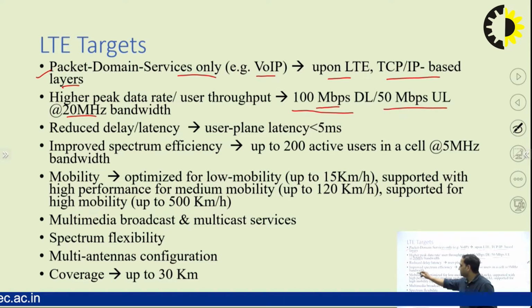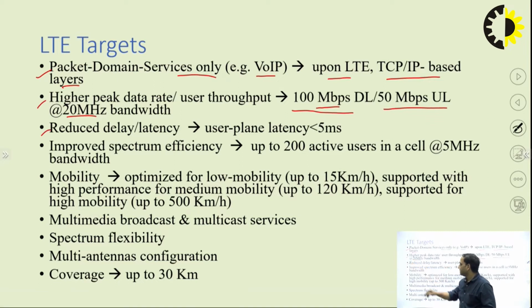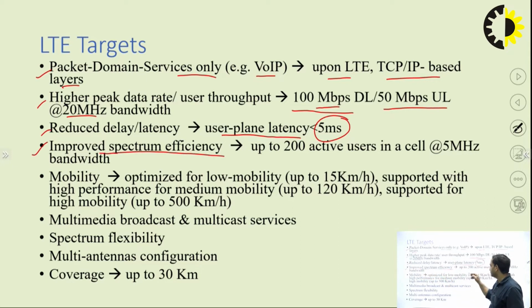The second one, and the third one, is the reduced delay or latency, where the user plane latency is expected to be less than 5 milliseconds. This is the expectation of our latency in the LTE system. Next, a very important point to take care of is the improved spectral efficiency. This is very important, and it is expected to be 200 active users in the cell at 5 megahertz bandwidth.